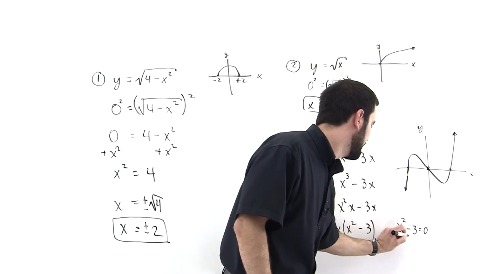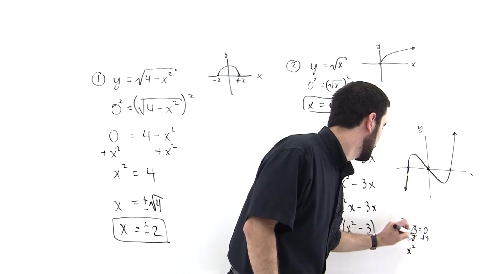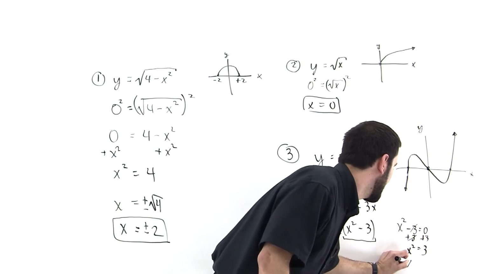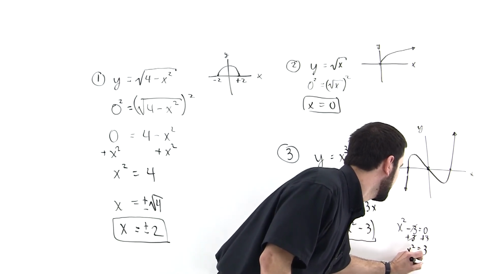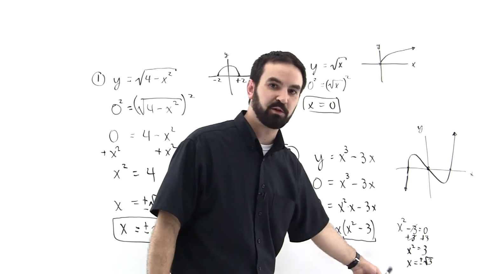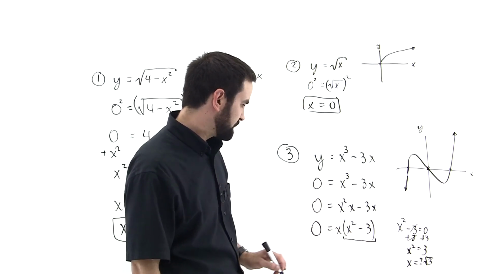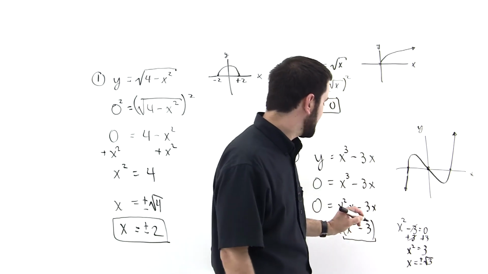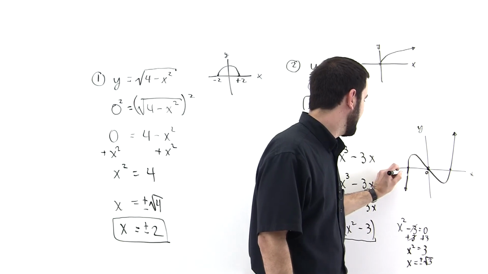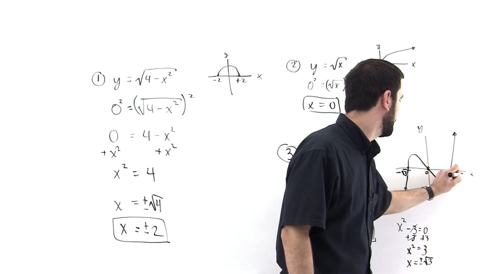And then bring the 3 over. So plus 3, so x squared, this cancels. x squared equals 3. And then taking the square root of both sides, x is equal to plus or minus square root of 3. Checking to make sure that it made it into the screen because there's a cutoff area there. Okay, so looking at this, this is x equals 0. This is x equals negative square root of 3. And this is positive square root of 3.